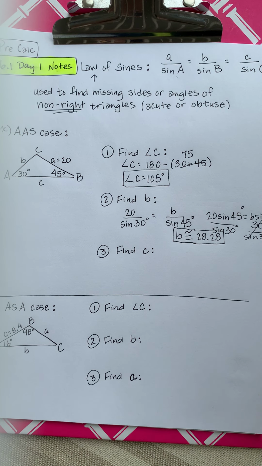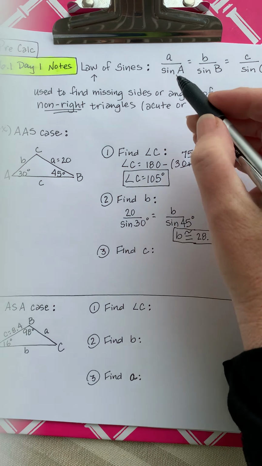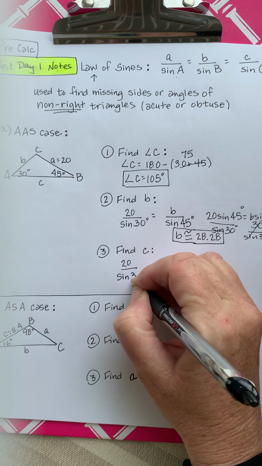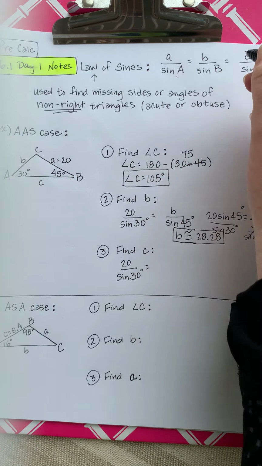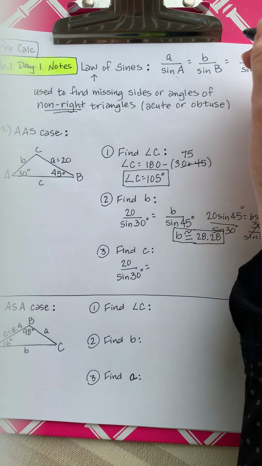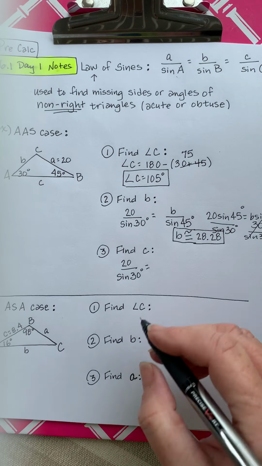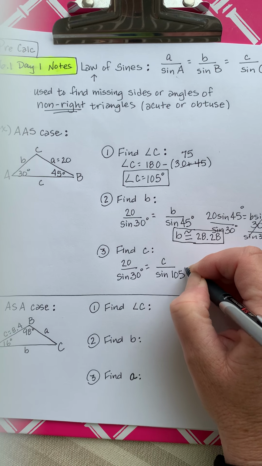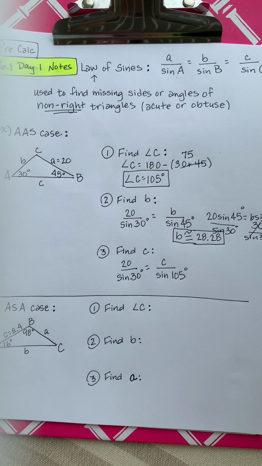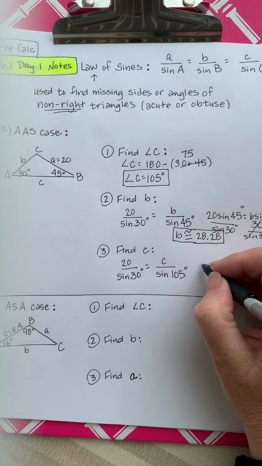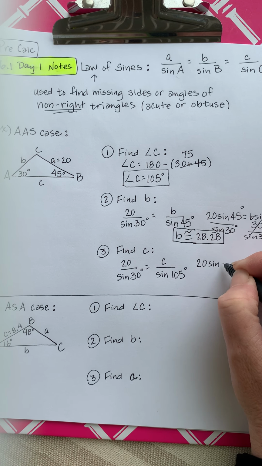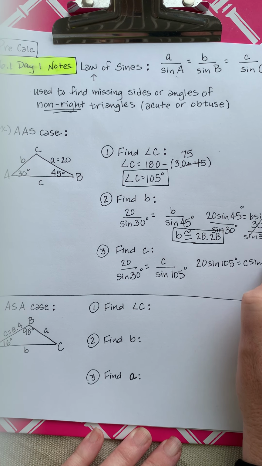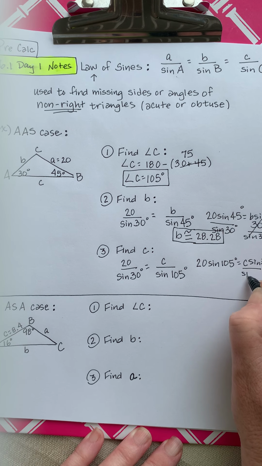We want instead to find side C using the first pair that we knew, okay? 20 over the sine of 30, A over A, okay? But this time I'm going to jump over here and set this equal to C over the sine of C. Okay, C I don't know. The sine of C I did find up here. I'm going to have to use that one now. Okay, and I'm going again to cross multiply. So 20 times the sine of 105 equals C times the sine of 30. And again, I'm going to divide by the sine of 30.